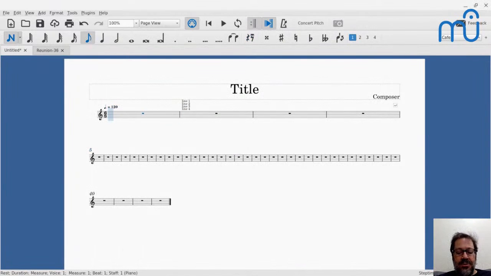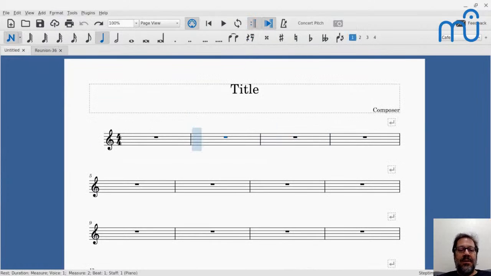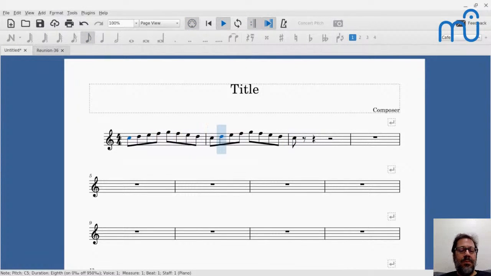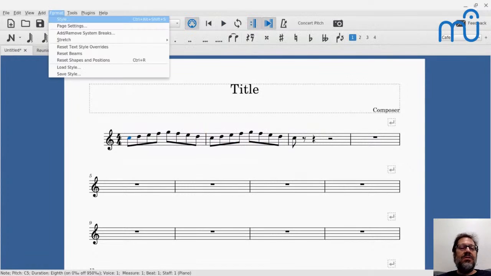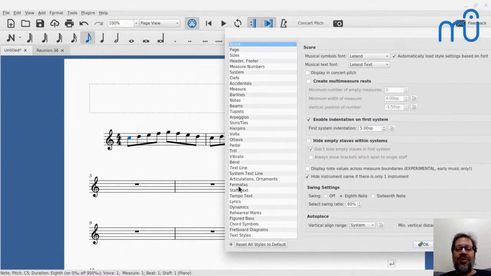If I enter some eighth notes, oops, I entered this in 3 in 6/8. I don't really want to do that. Let me undo all this and go back. Okay, so if I play this now, because I just undid everything, I think it's going to be straight. But if I go to the style dialog again and tell it I do want my eighth notes to swing, this 60% will control that ratio there.